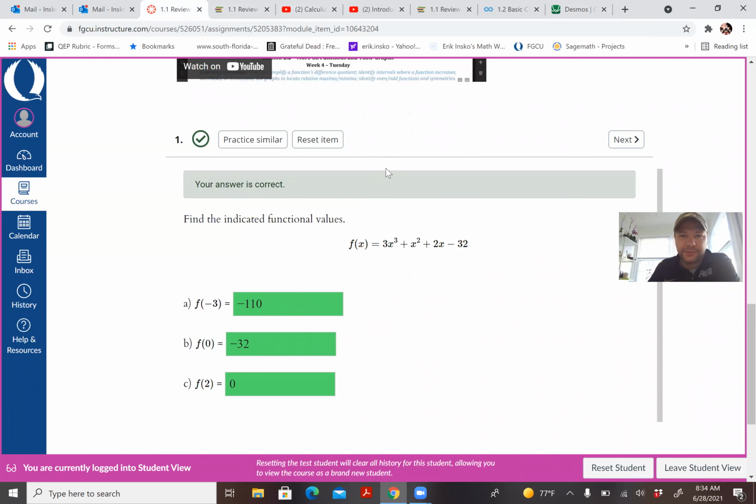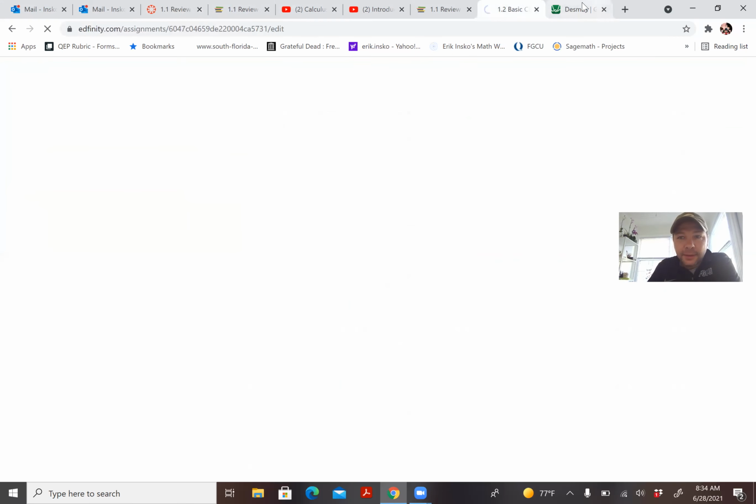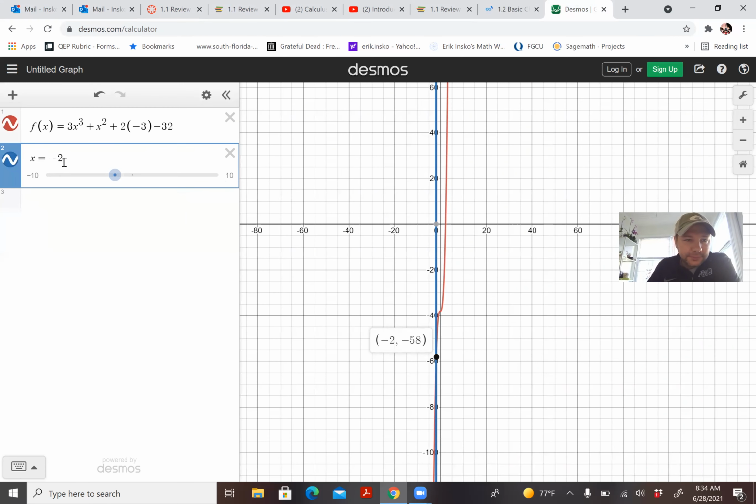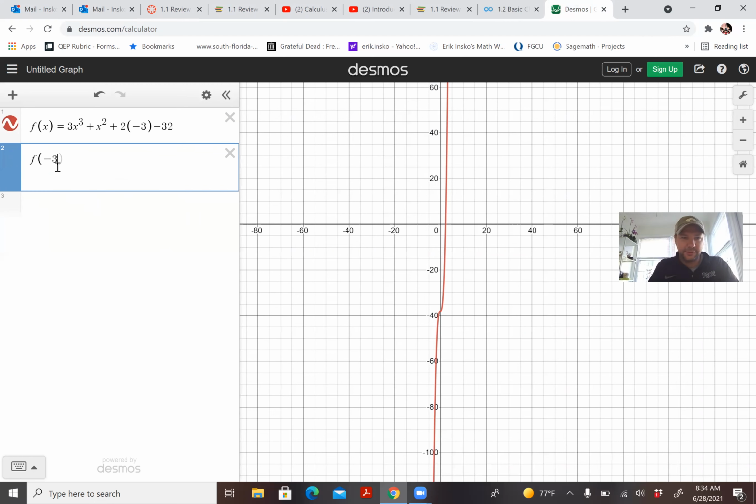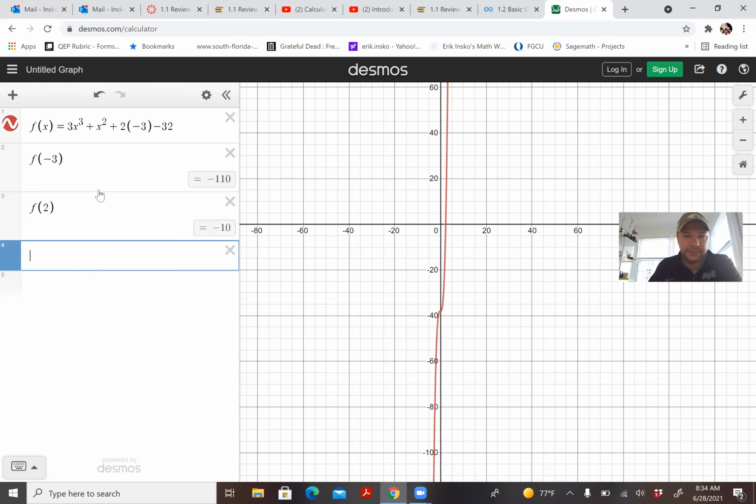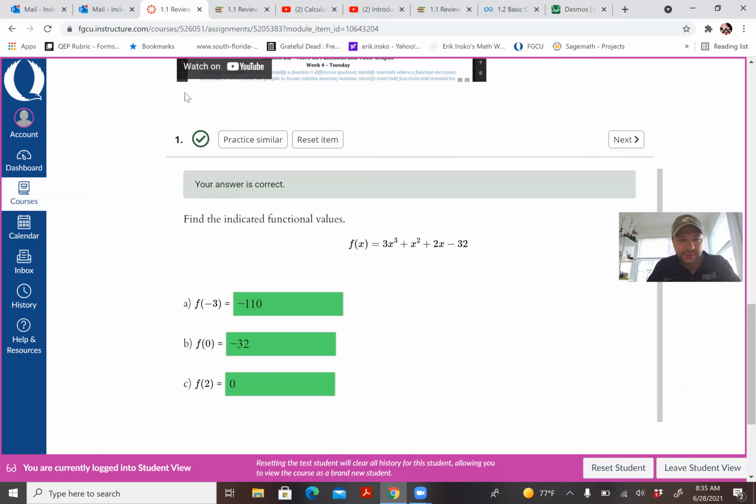Negative 110. Oh, I have to plug in negative 3. That's why. Okay, negative 3. And when I highlight this, I get down there, it's negative 110. Another way to do this in Desmos is just to type f of x like that and then type f of negative 3. And of course, that's easier than working it out by hand, but then again, you're not really working your brain to do this. You're just plugging them into the calculator. So it's f of 2 is negative 10. What was the question? Yeah, f of 2 should have been 0.